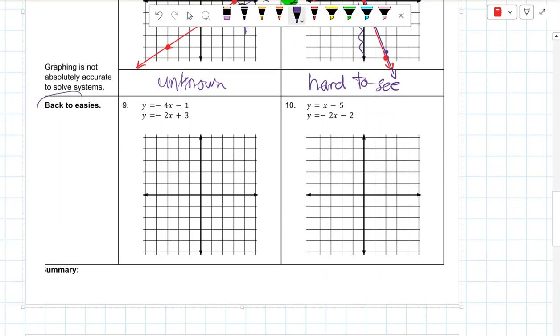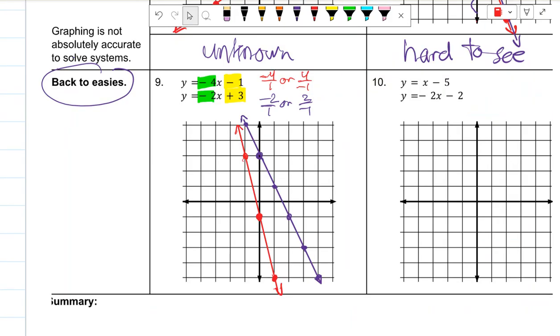Back to the easies. Let's do these two. Pause the video and try number 9. Pause now. All right, you're back and you graphed these lines. Take a look at your graphs. Make sure your lines are just like you see on the screen. And what do you notice?